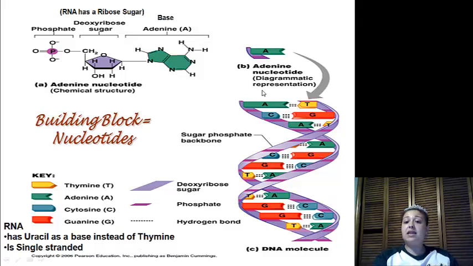Big thing about DNA is that it's double-stranded. Here, it creates a double helix. But RNA is only single-stranded.